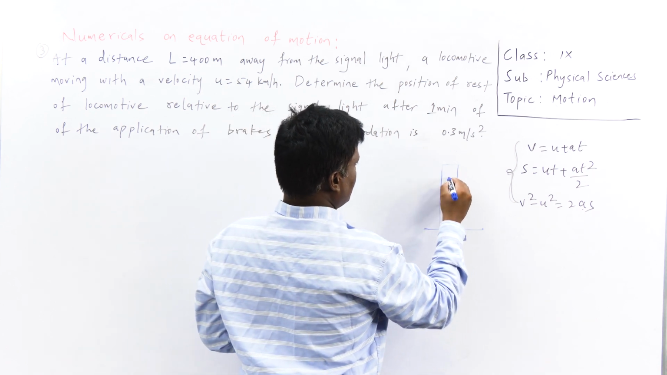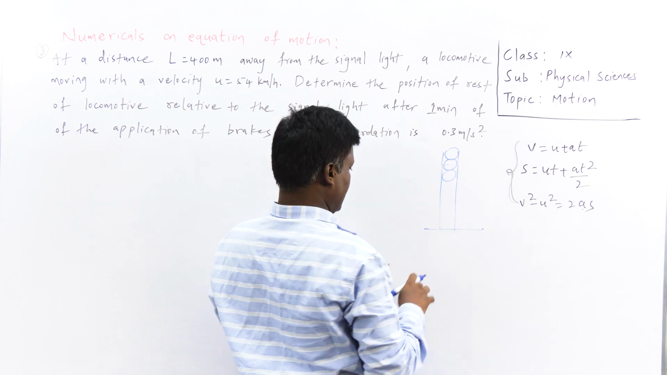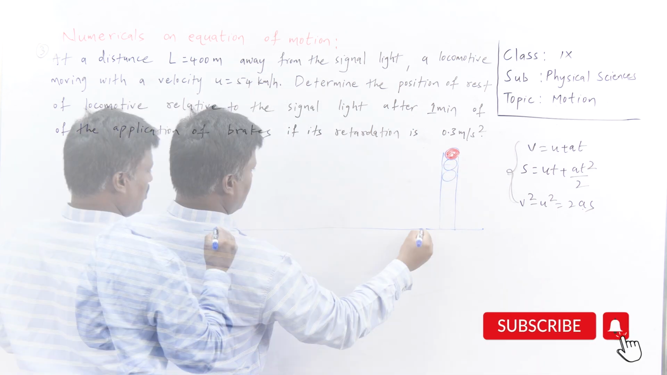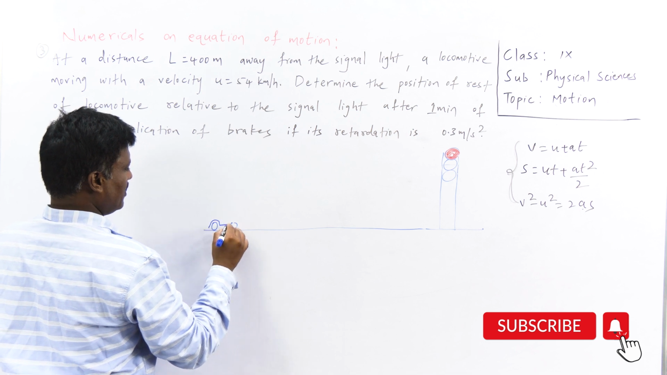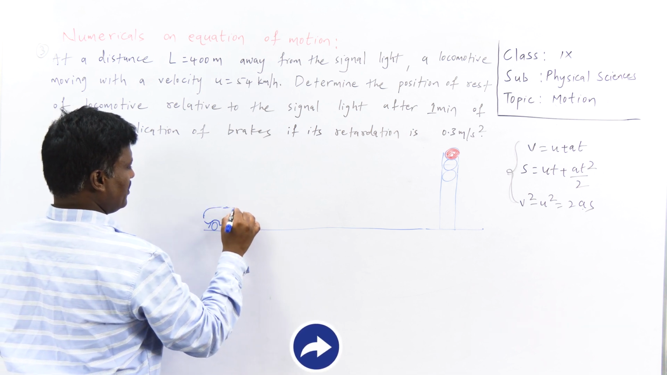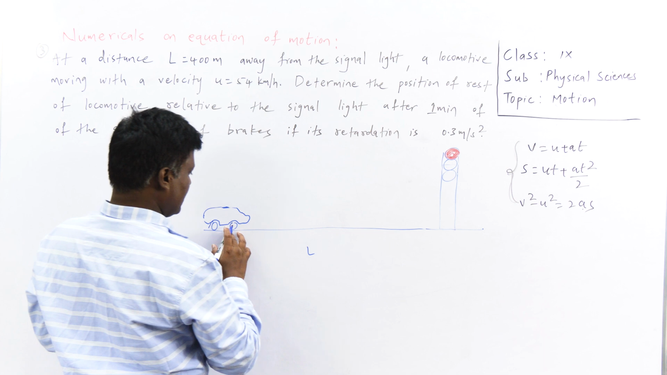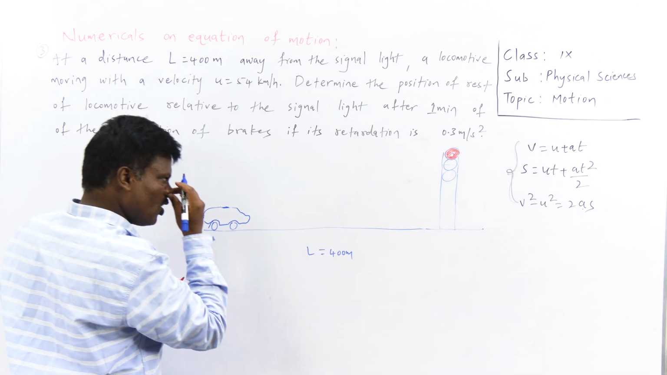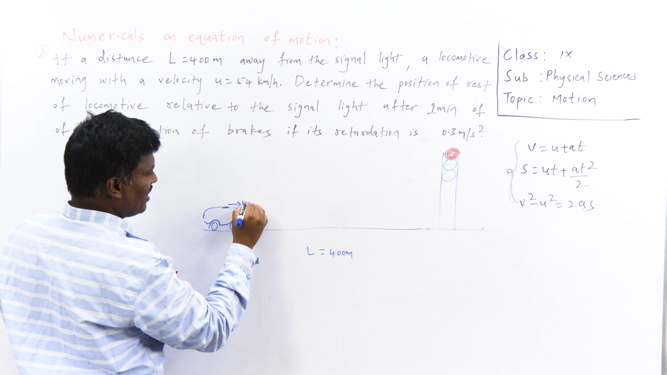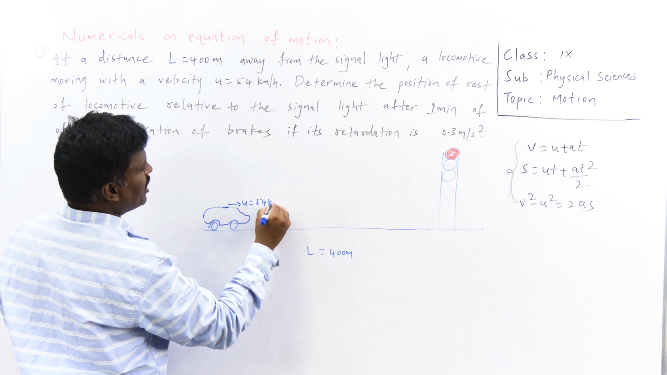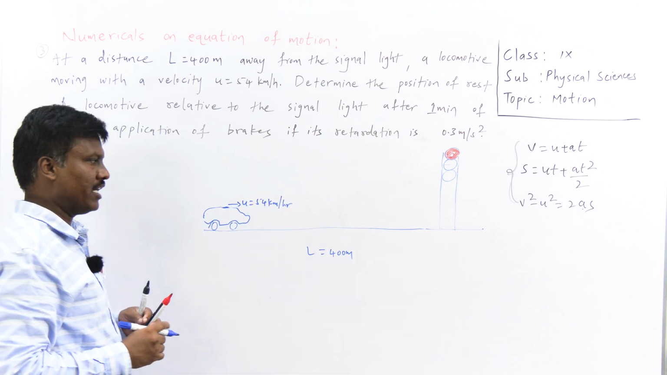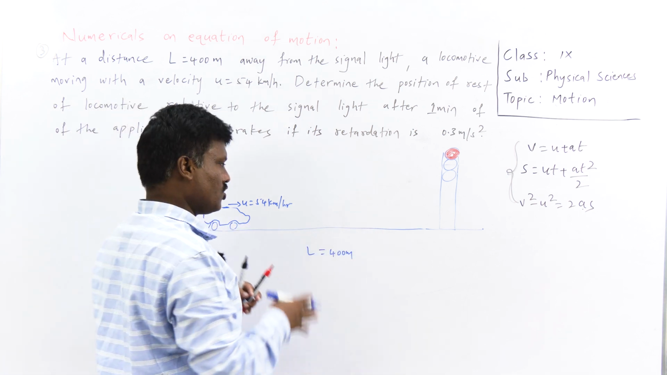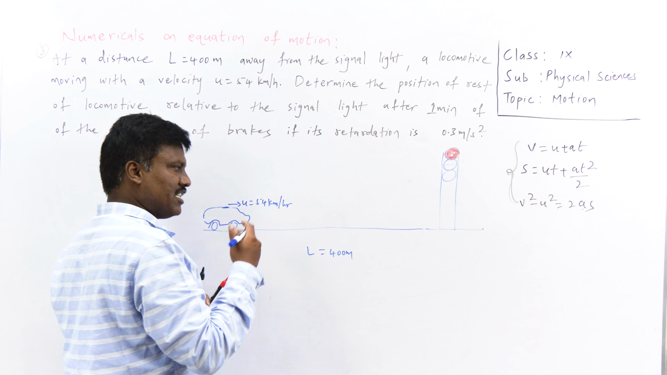So there are signal lights. Imagine these are the signal lights. A locomotive means a vehicle. The distance between the signal light and this locomotive is 400 meters. This locomotive is moving with the initial velocity u, 54 kilometers per hour. As it is traveling towards the signal light, brakes are applied so that it comes to rest.